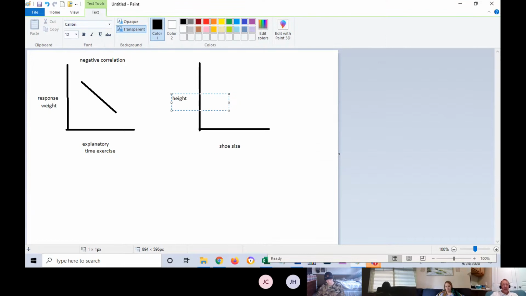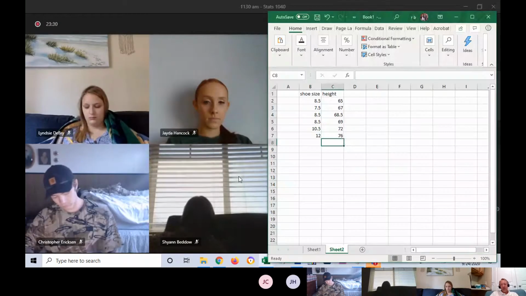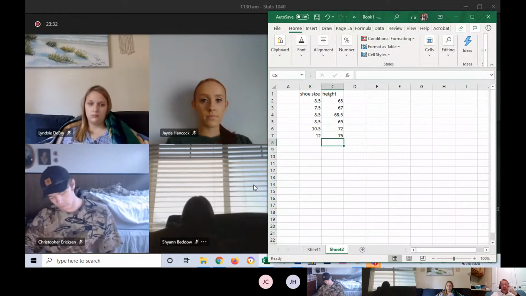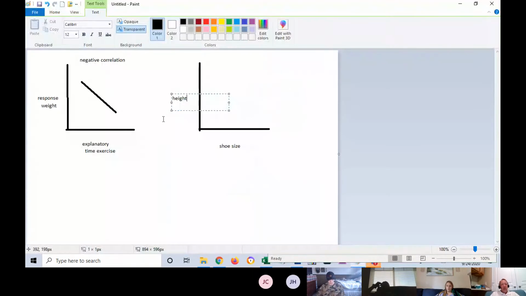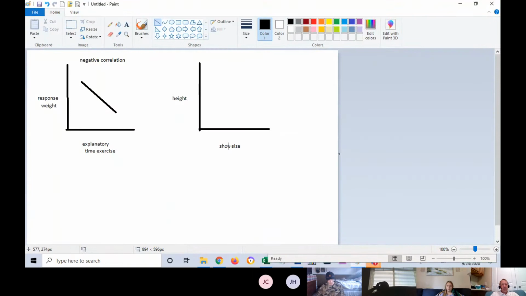Okay. Now, in this case, let's see here. So we got 7.5 to 12. So here's what I'm going to do. We're going to put little tick marks here. 7, 8, 9, 10, 11, 12.